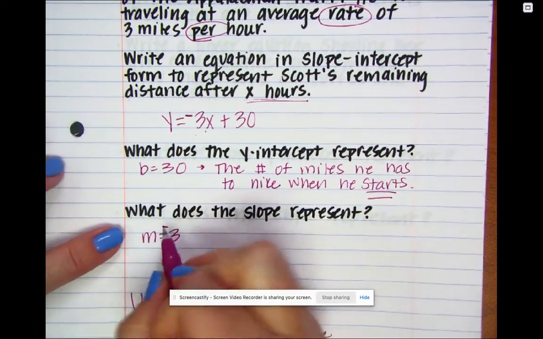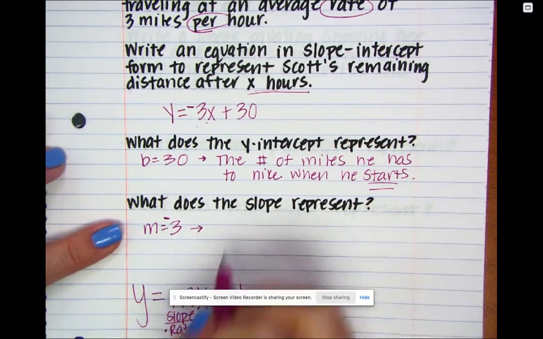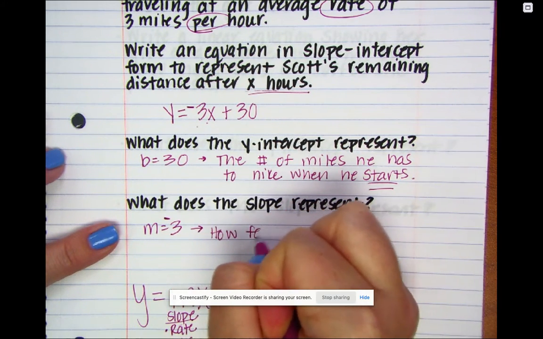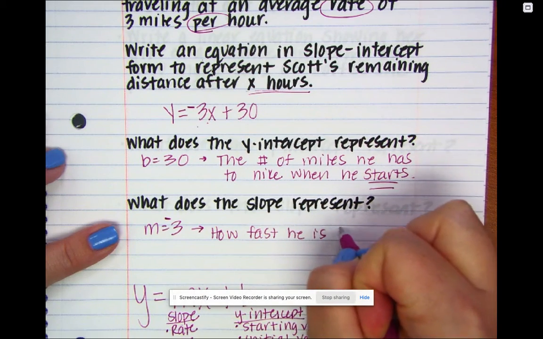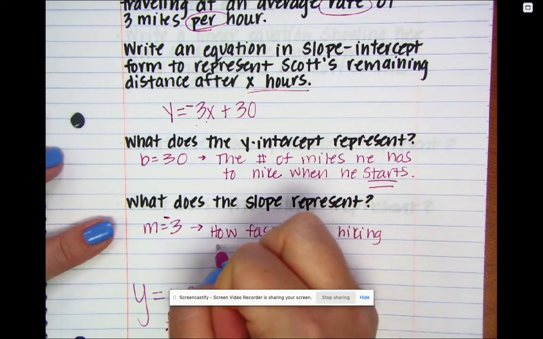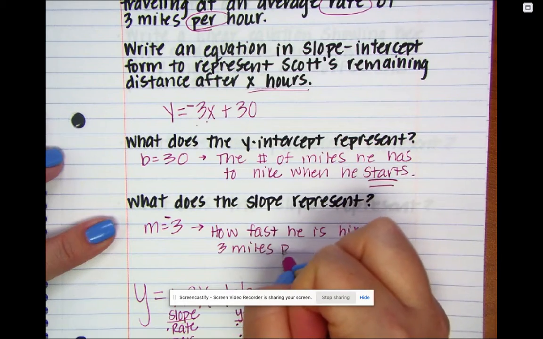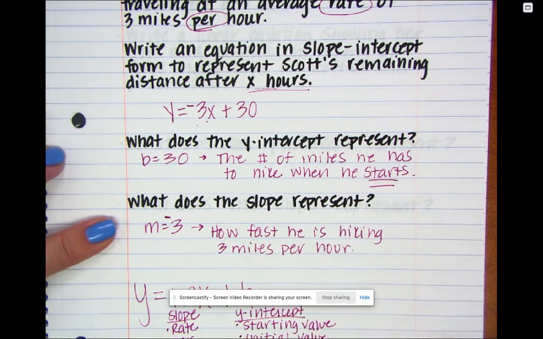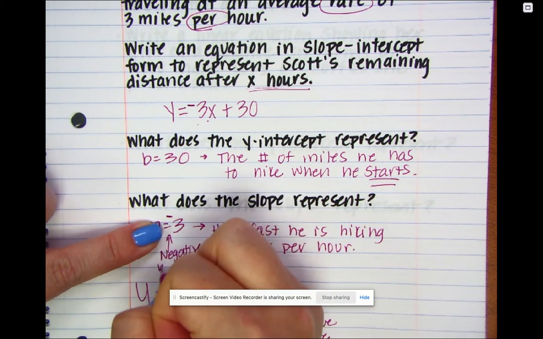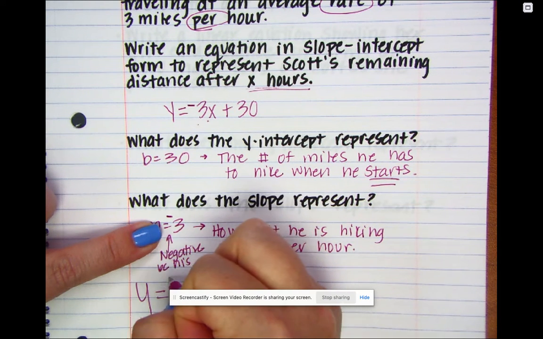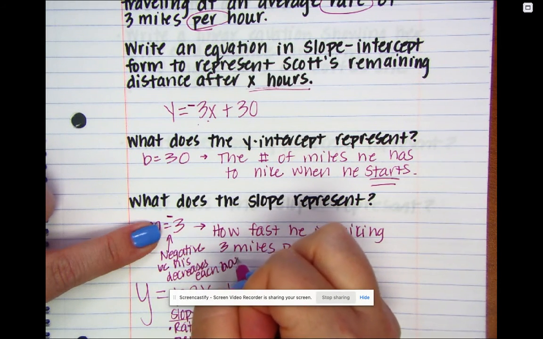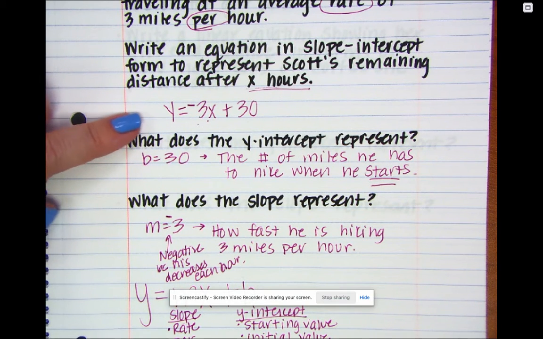The slope now is a negative 3. And so this represents his rate or his speed. This is how fast he is hiking. You could say it's the speed of his hiking. He's hiking 3 miles per hour. And it's negative because his distance decreases each hour.